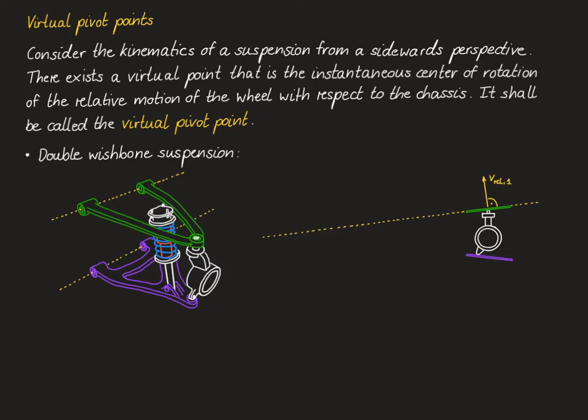Hence, from a sideways perspective, the fixing point of the hub carrier to the lower wishbone must have a relative velocity that's perpendicular to the rotation axis of the lower wishbone. By the same argument as before, the center of relative rotation of the hub carrier about the vehicle chassis has to lie on the line that's perpendicular to that relative velocity, so the dashed axis. Now, since the pivot point has to lie on both dashed axes, it has to be equal to the intersection point of these two axes.